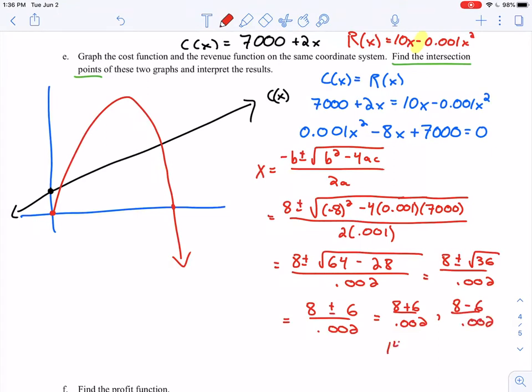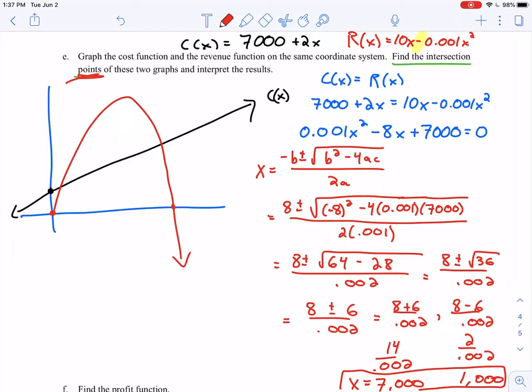So here I've got 14 over 0.002, which would give me 7,000. And here, 8 minus 6, I've got 2 divided by 0.002, which would be 1,000. So these are my x-coordinates. The other thing I might want, it said find the intersection points, right? It didn't just say find the x values where these intersect. It said find the intersection points.